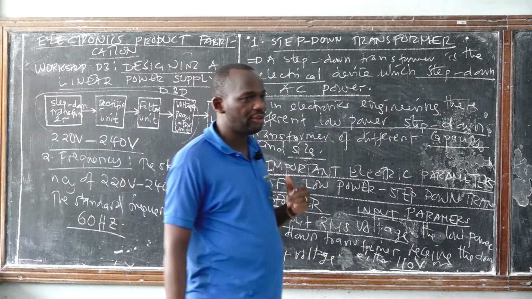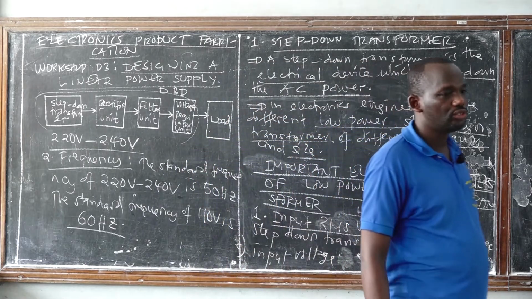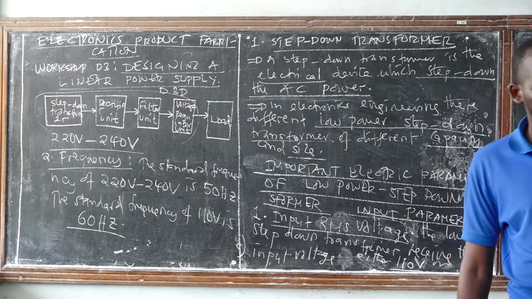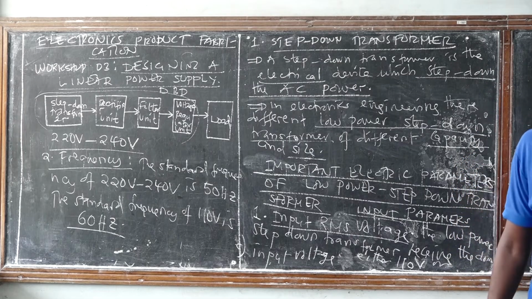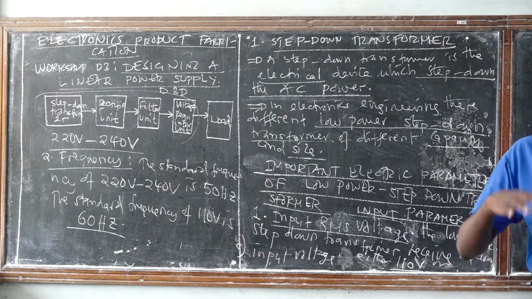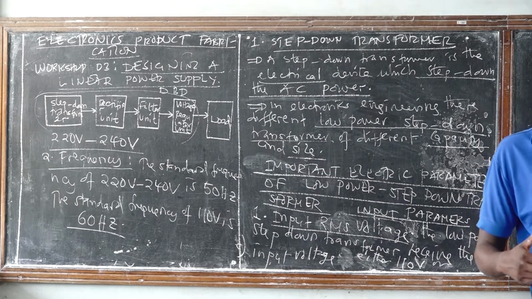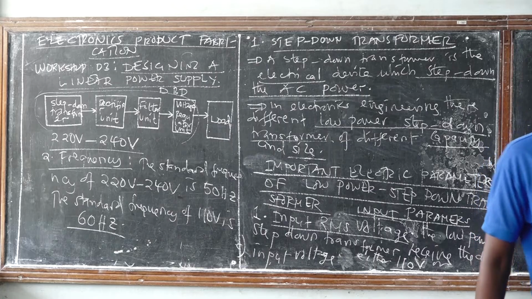So in Tanzania, we are using 220 volt to 240 volt, so the input frequency should be 50 hertz. It means the transformer that we are going to use can sustain 50 complete cycles within a second.